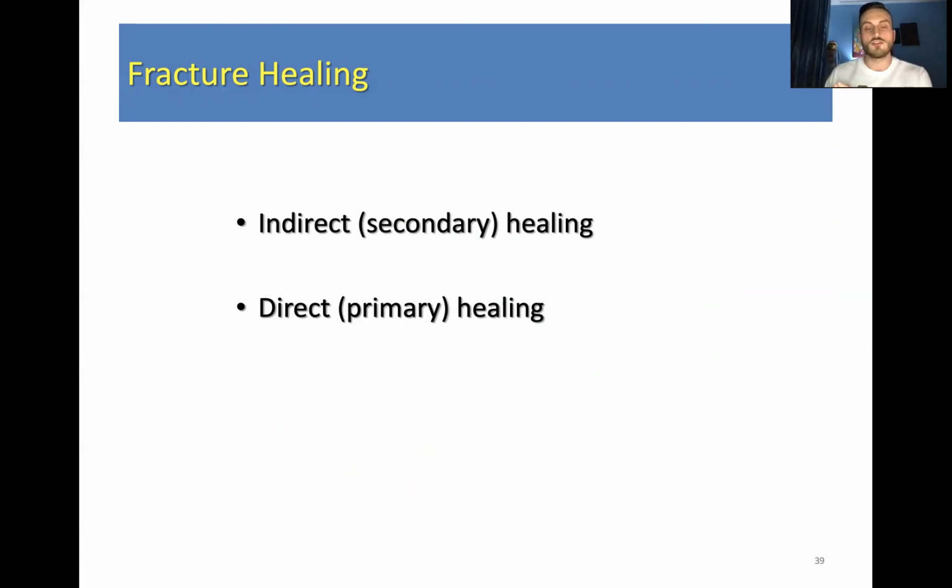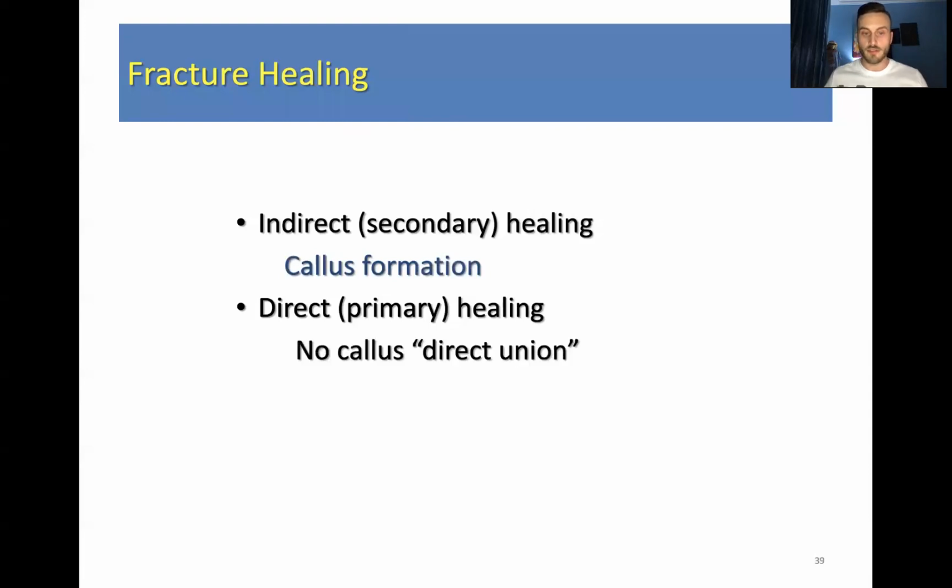How does a fracture heal? The fracture heals in 2 major ways, okay? We have the direct and the indirect, primary and secondary. So what's the difference between the direct and the indirect? Let's start with the indirect. The indirect is about callus formation.